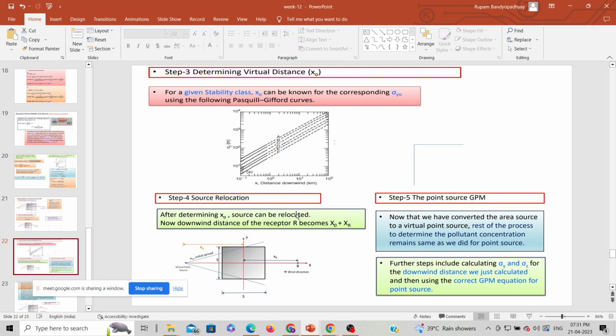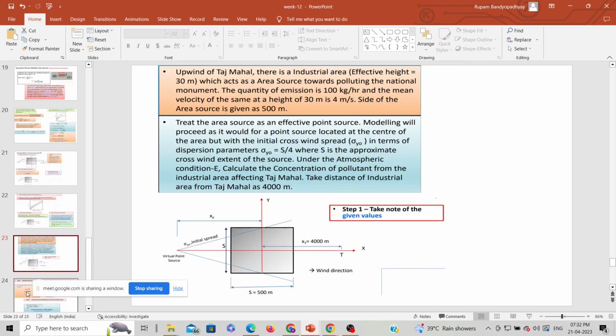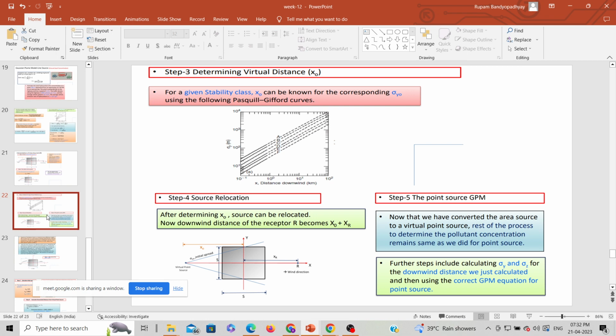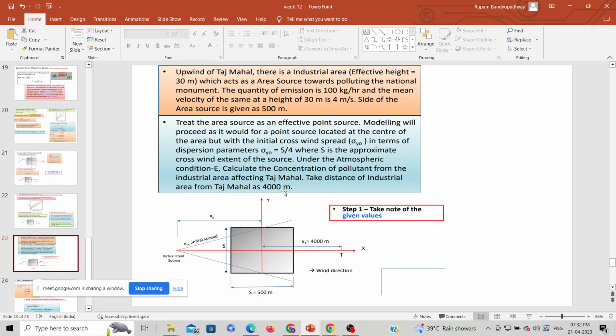First you have to find out the x0 value, and then the total distance will become x0 plus xr. So you will get a new x value, and again using this new x value, from the sigma y and sigma z charts, you have to find out the new sigma y and sigma z values. In this problem you will understand it properly.